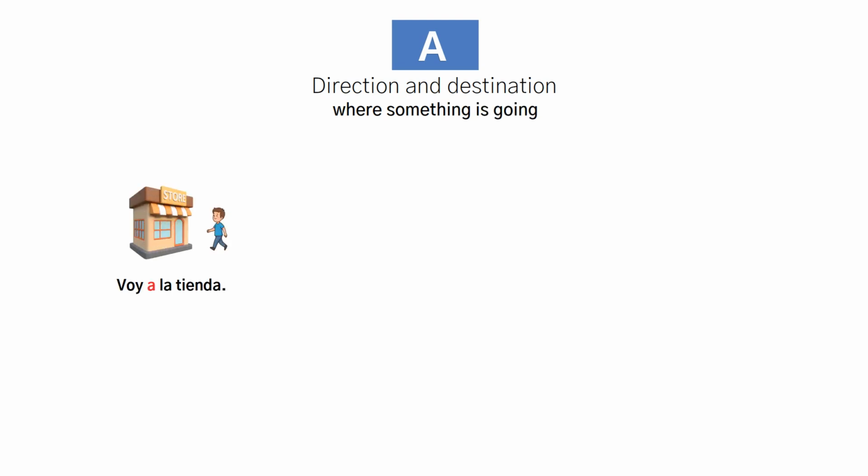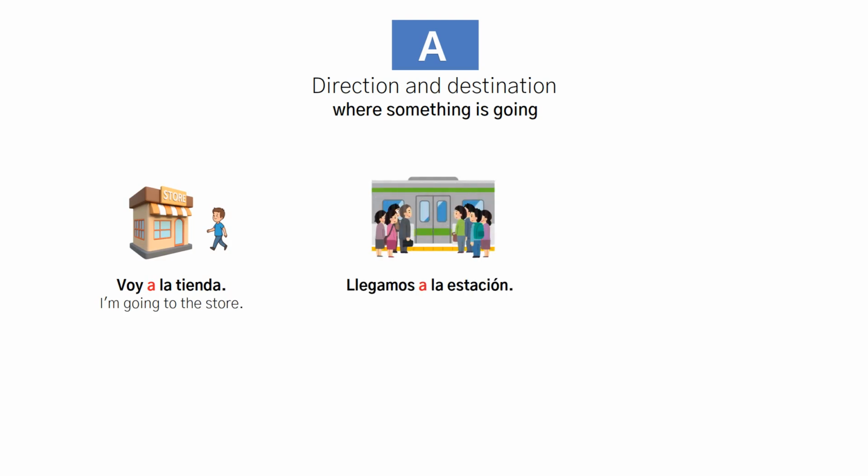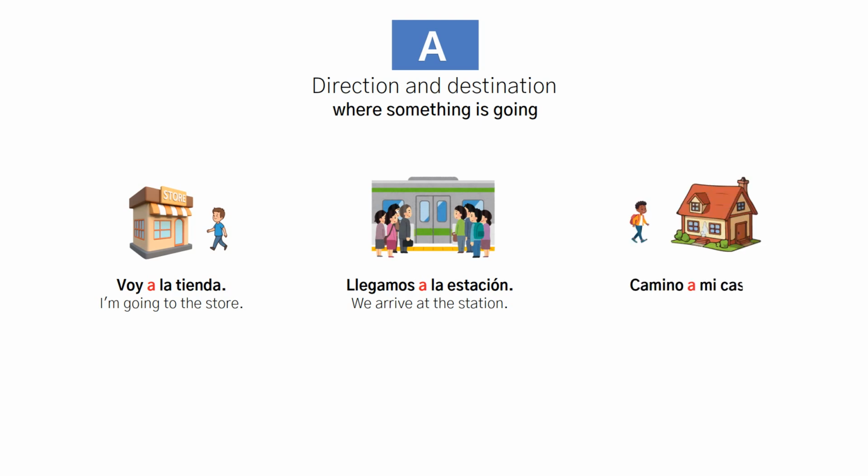Voy a la tienda. I'm going to the store. Llegamos a la estación. We arrive at the station. Camino a mi casa. I walk to my house. Feel the motion in these sentences. There's movement toward a destination, and a marks that destination.